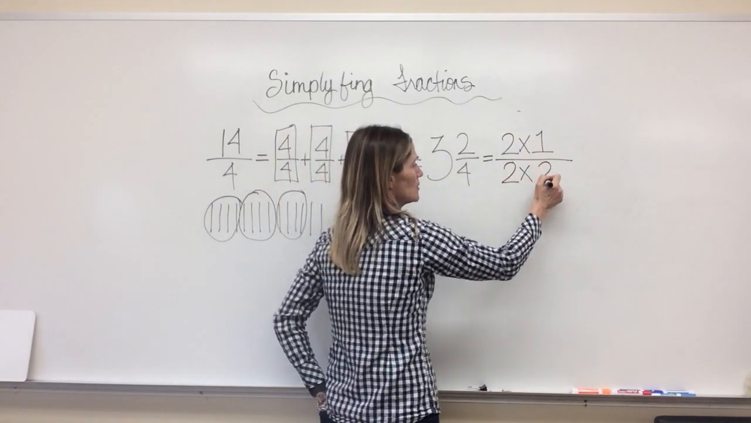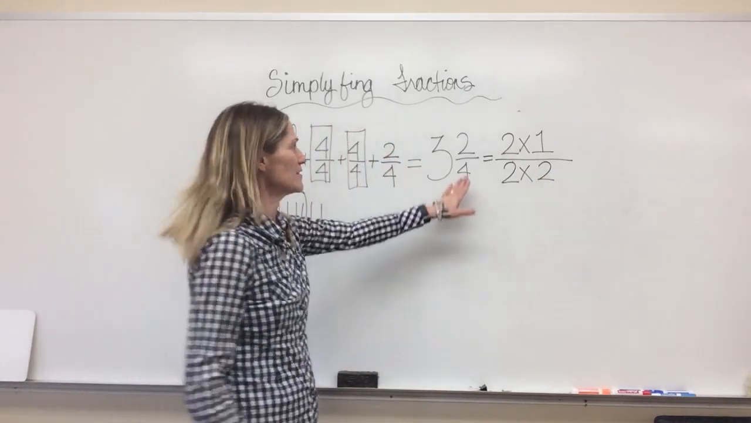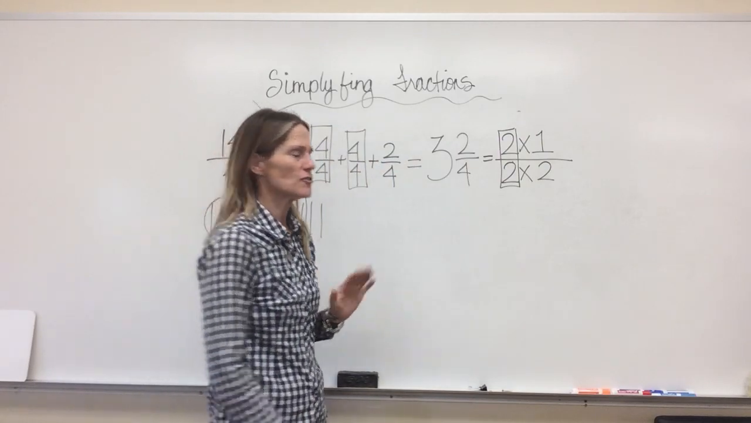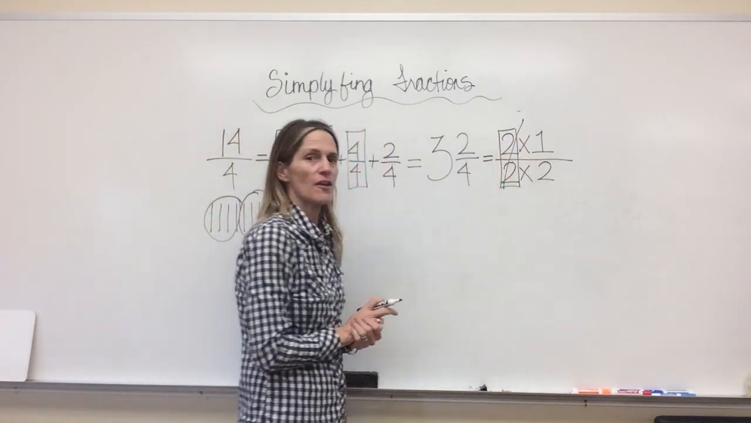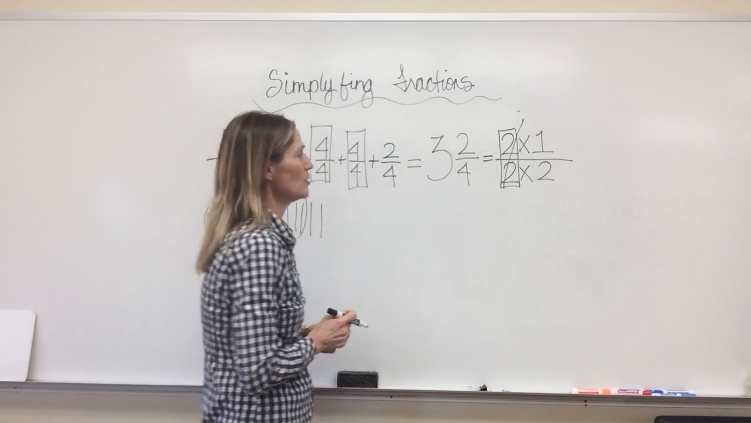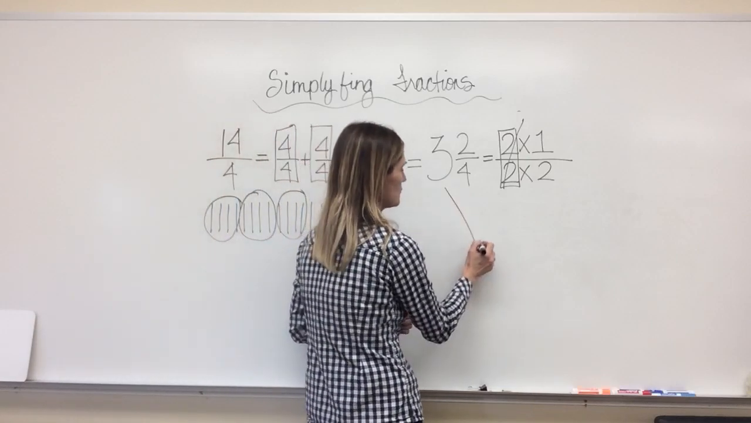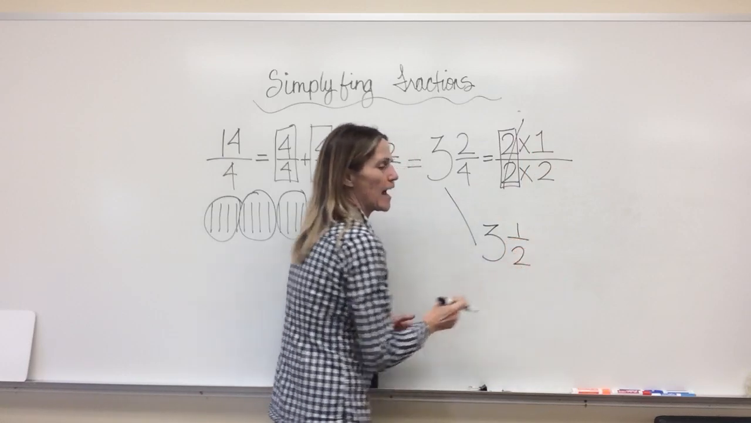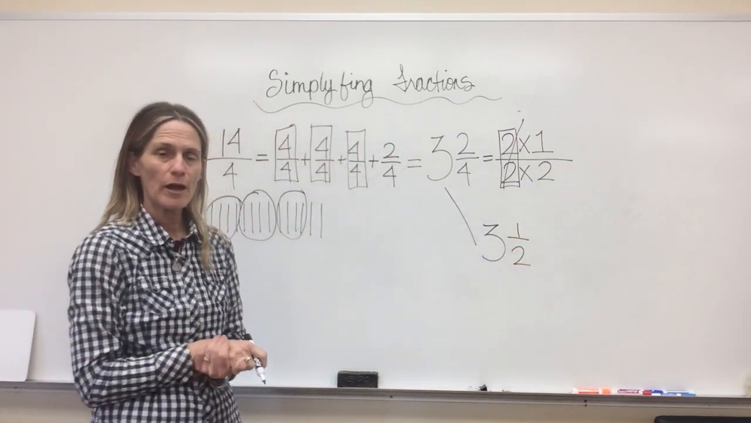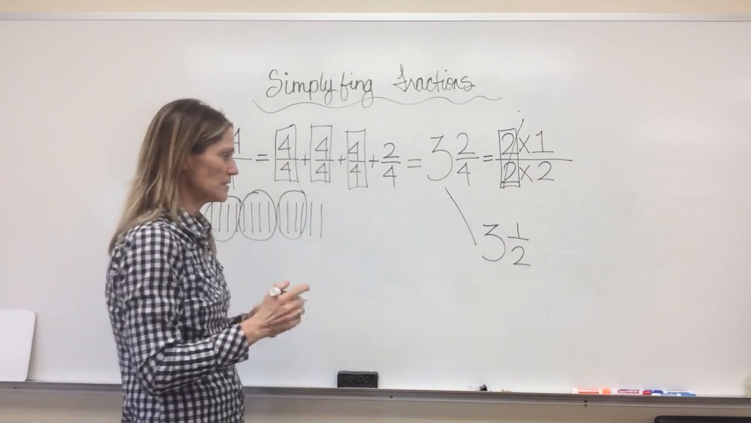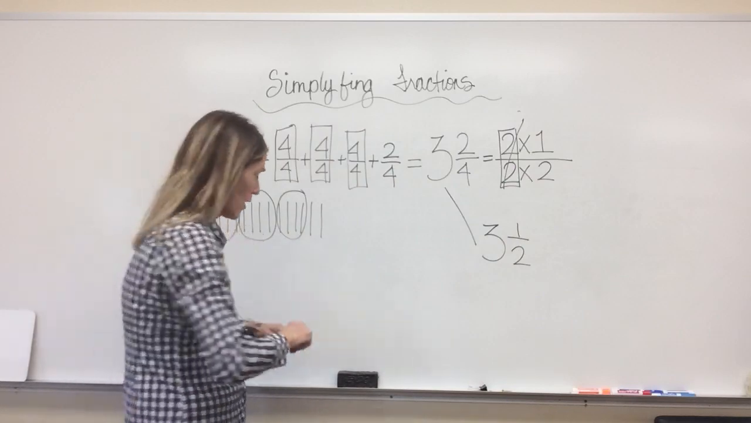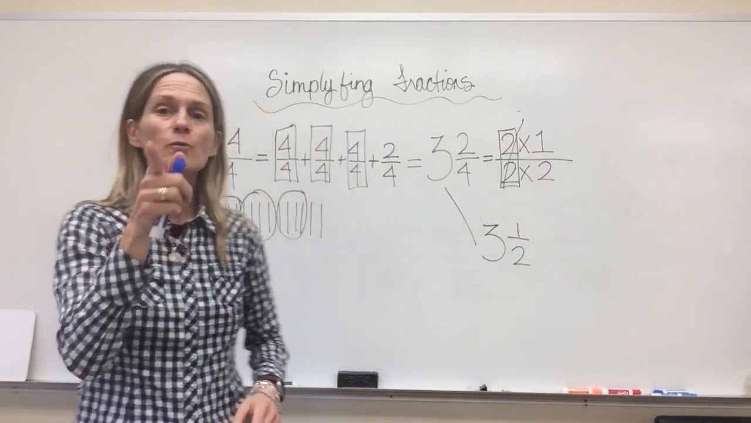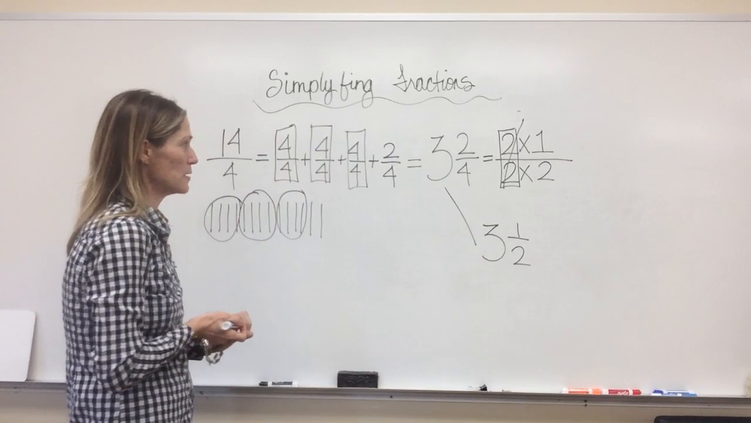2 times 2. Once I see my shared factors, they cancel each other out. I don't need them anymore. So my answer becomes 3 and 1/2. Okay? If I look at this in the other way, the way that will be more efficient for you, it just might not be right now.